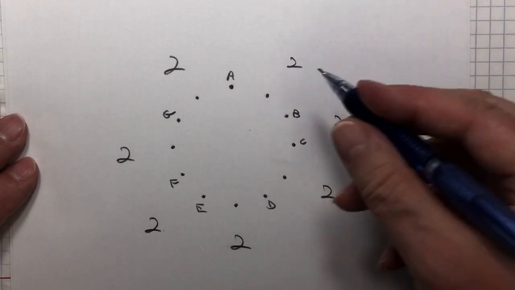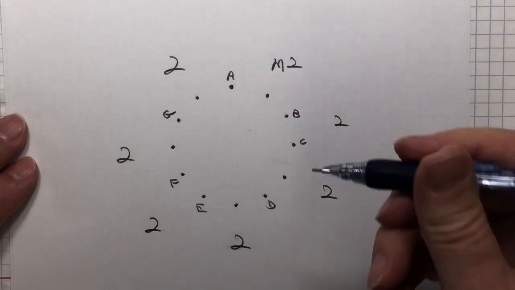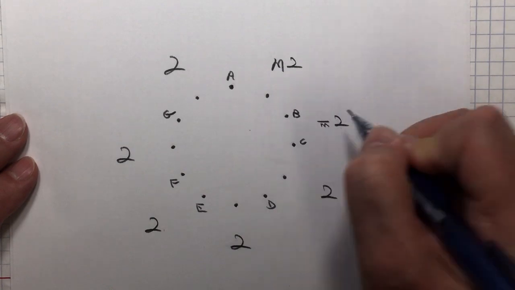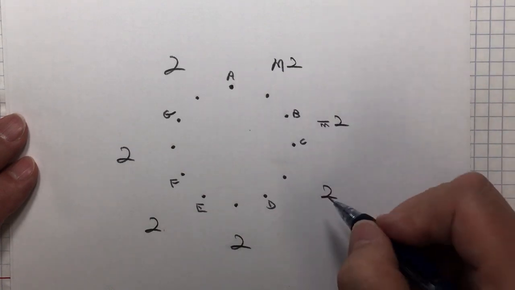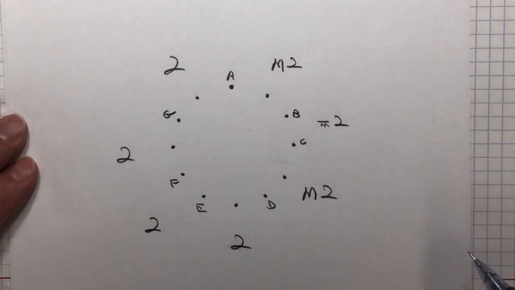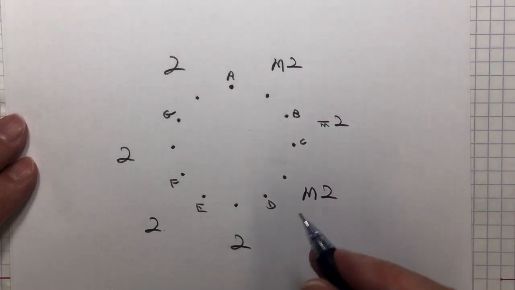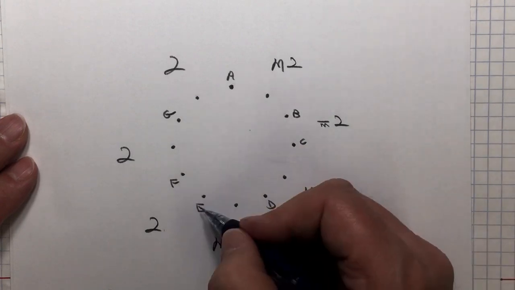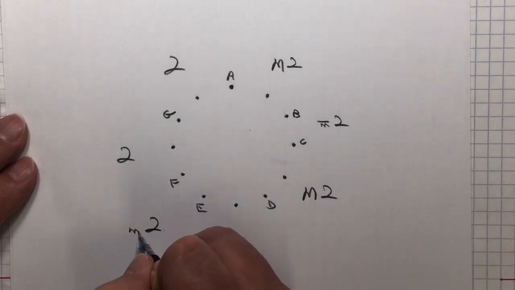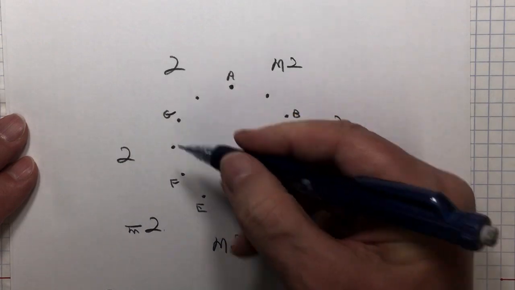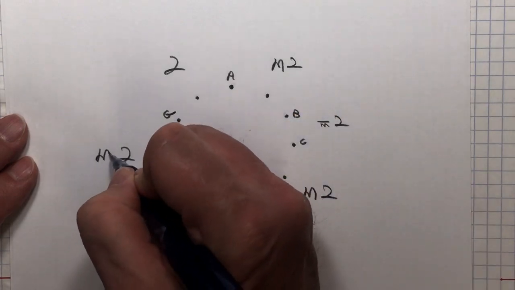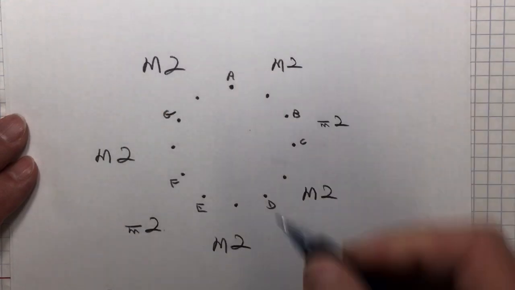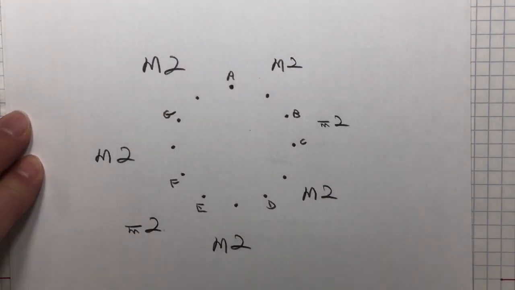A to B, two spaces, major second. B to C, one space, minor second. C to D, two spaces, major second. D to E, two spaces, major second. E to F, one space, minor second. F to G, two spaces, major second. G to A, two spaces, major second.